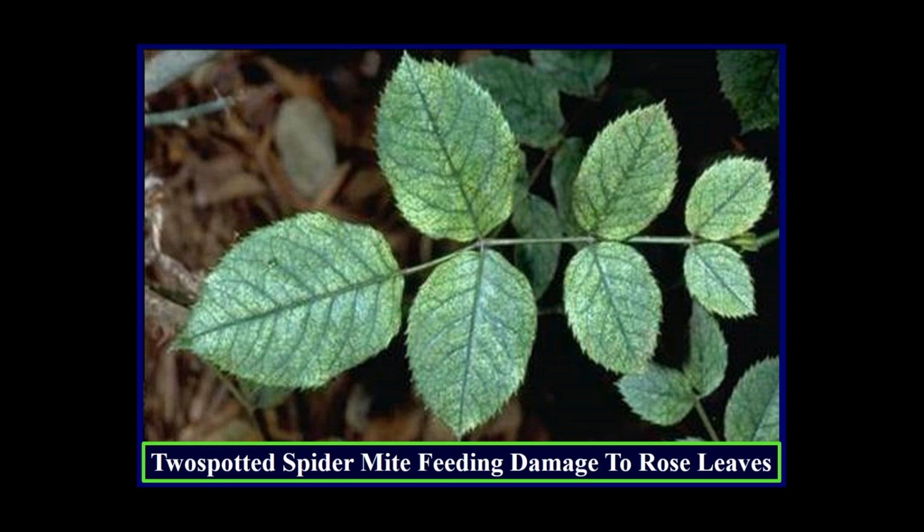This looks like an iron deficiency, but because they're removing the green content, the plant is responding to that by looking like iron chlorosis, okay? But if you look on the leaf underside, you should see spider mites.